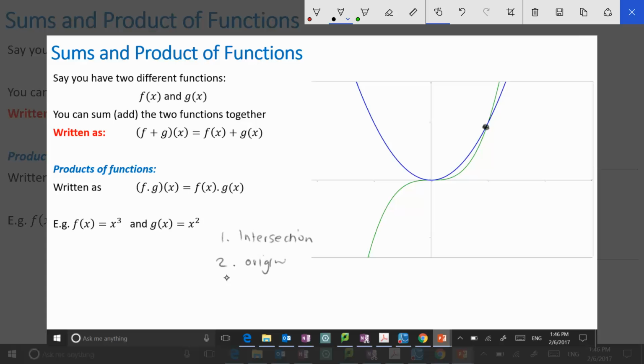Why are origins nice? Because one of them has a y coordinate of 0. 0 plus something, 0 times something. It's easier to figure out where your coordinates would be. After that, any asymptotes. And then lastly, now's your job.